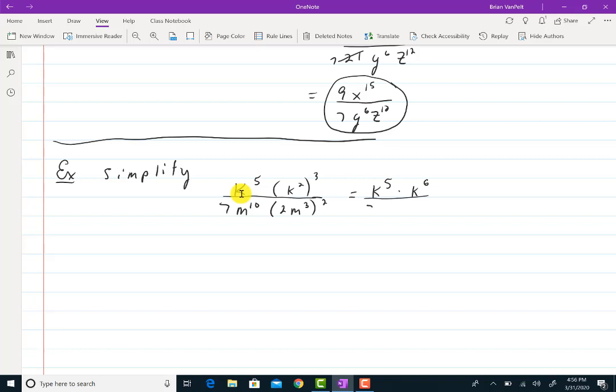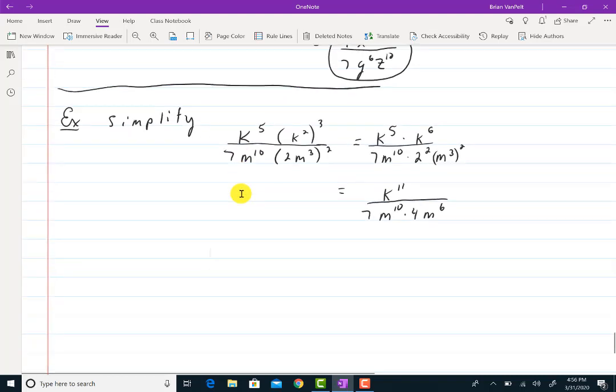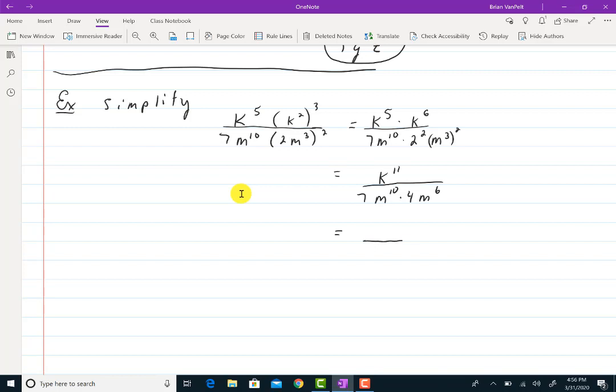And below I have 7m to the 10th times 2 squared times m cubed squared. Well, the k's, I can add the exponents to get k to the 11th on the top. On the bottom, I'm going to have 7m to the 10th times 4m to the 6th. And I can multiply the numbers together. 7 times 4 is 28. And when I add the exponents on the m's, I get m to the 16th. And don't forget the k to the 11th in the numerator.